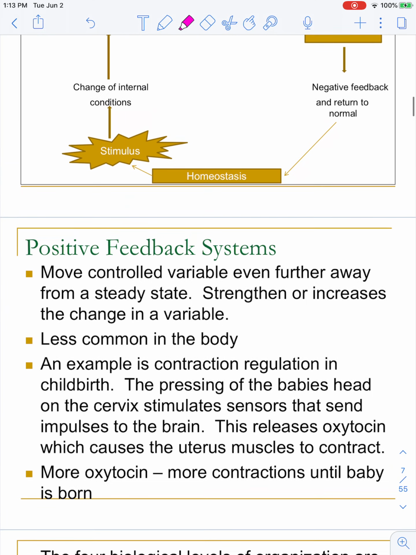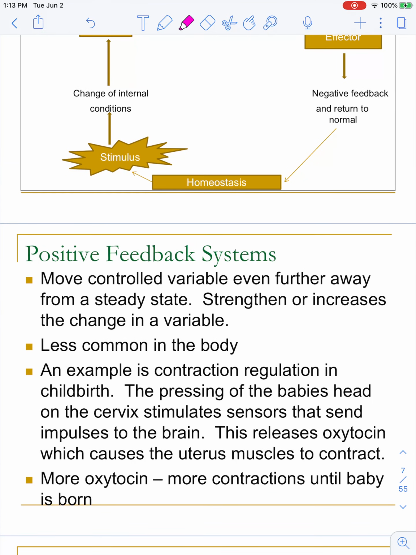Now, a positive feedback system works in the opposite way. So that is moving the controlled variable even further away from a steady state. It strengthens or increases the change in the variable. So you're moving away from homeostasis, and in a positive feedback system, it keeps working to move farther and farther away from homeostasis. And again, this is not very common. We're trying to usually bring everything back to that set point, not veer off of the set point.